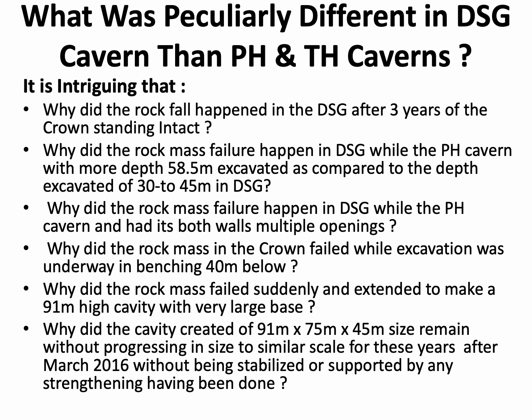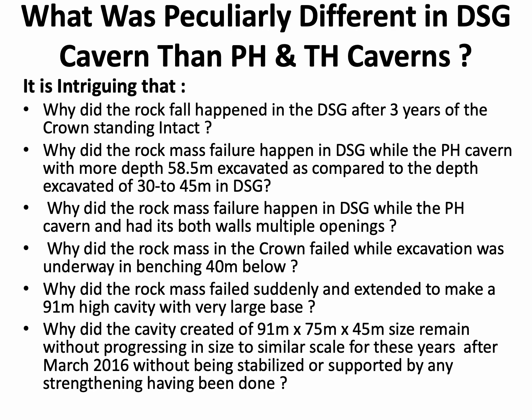So it's intriguing to find out what was peculiarly different in the Downstream Surge Gallery cavern than the powerhouse and transformer hall caverns, that the failure happened in the Downstream Surge Gallery. Why did the rockfall happen in the Downstream Surge Gallery after 3 years of the crown standing intact? Why did the rock mass failure happen in the Downstream Surge Gallery while the powerhouse cavern with more depth of around 58.5 meter already stood excavated, as compared to the excavated depth of 30 to 45 meter in the Downstream Surge Gallery?